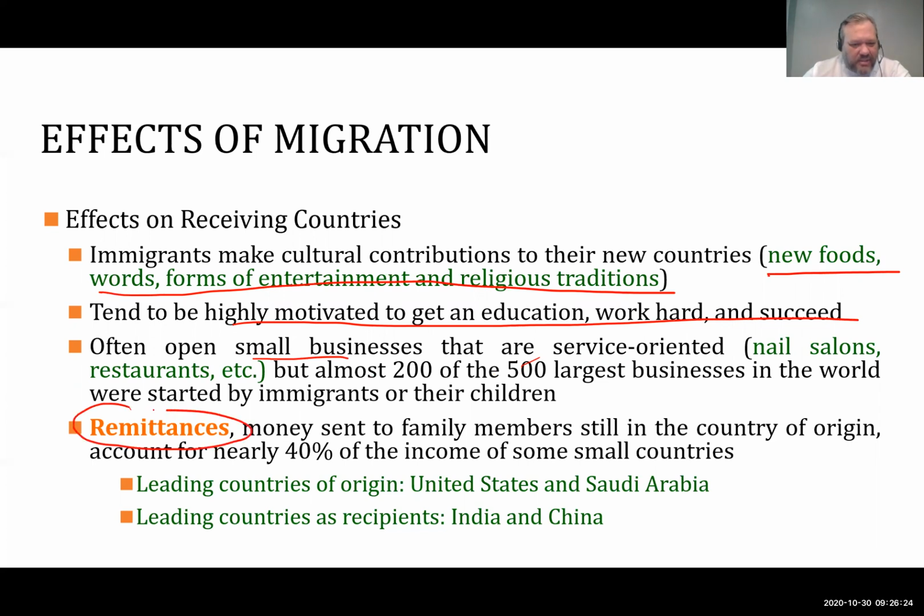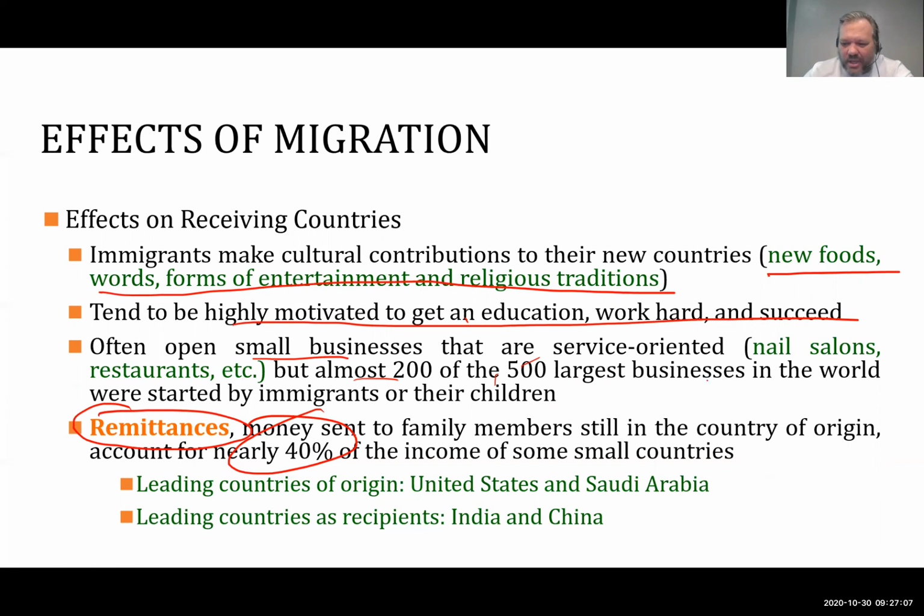And the other thing that migrants do when they get to a country is they send remittances, and this happens a lot in the U.S. Individuals will move to the U.S. and work, and then they'll take part of their paycheck and send it back home. Okay, and that's what a remittance is. It is money sent to family members still in the country of origin, which can account for nearly, and this is a significant number in some places, nearly 40% of the income of some small countries. And so, if people migrate out of a country, and then they send money back, that's a positive for the country that they left.